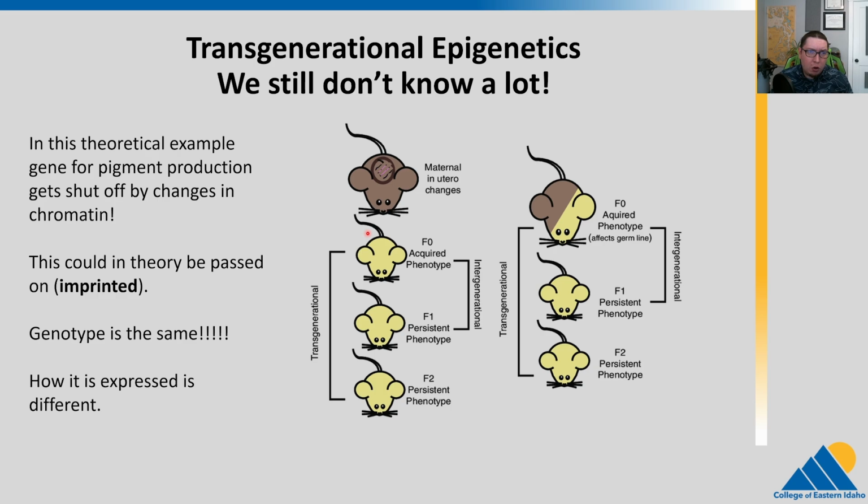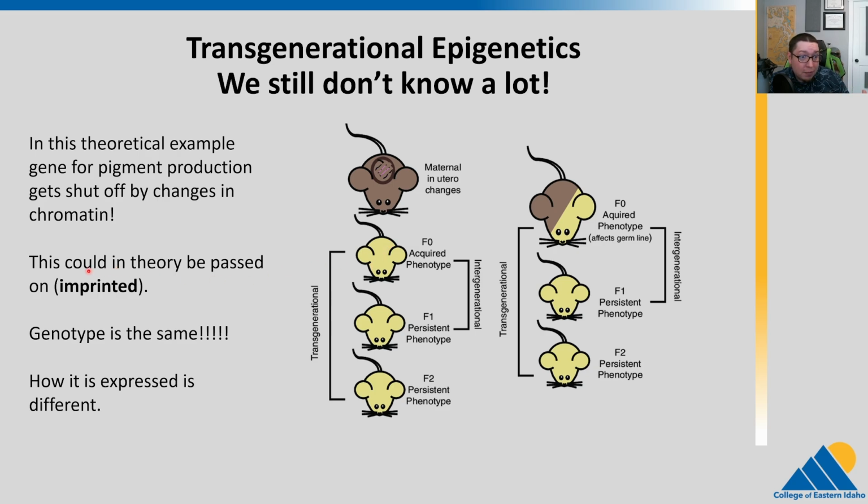But there is a field that is still in its infancy and still very controversial called transgenerational epigenetics. We still don't know a lot about this. The theory is that, in theory, let's say there's a gene for pigmentation. It could be shut off by changes in the chromatin, right? So the maternal lineage is brown fur, and we could acquire a phenotype that shuts this down, right? Epigenetic changes could shut this down.